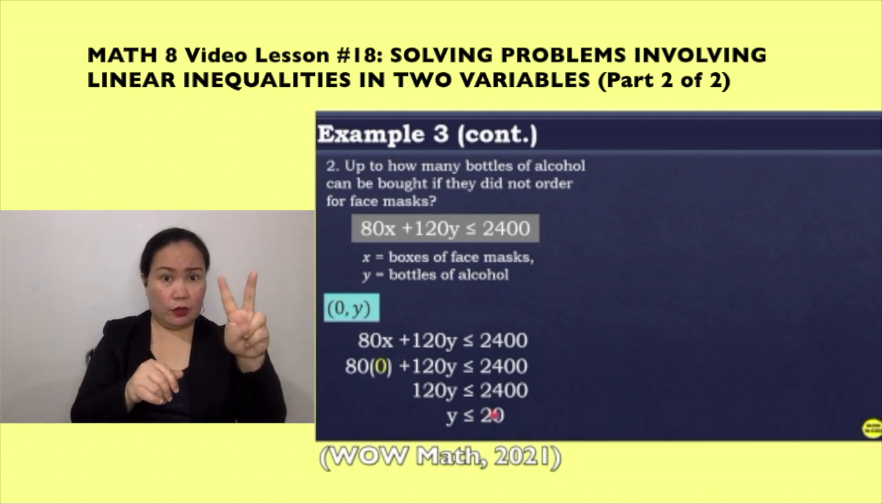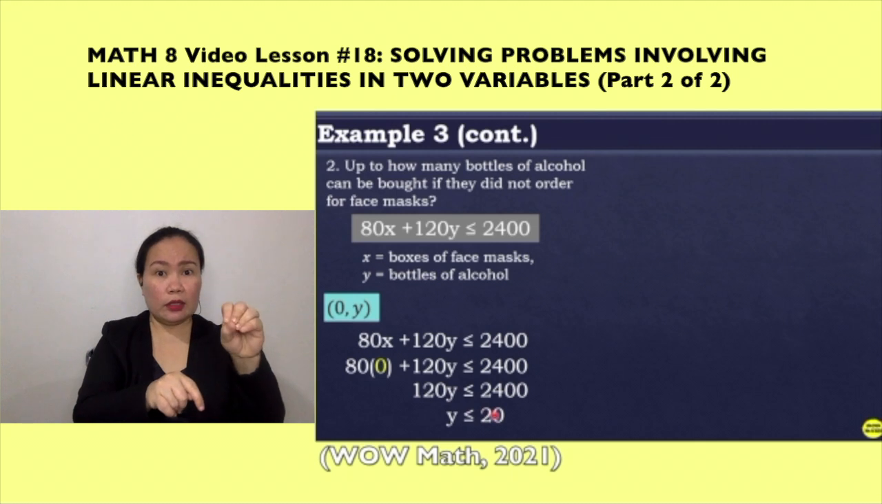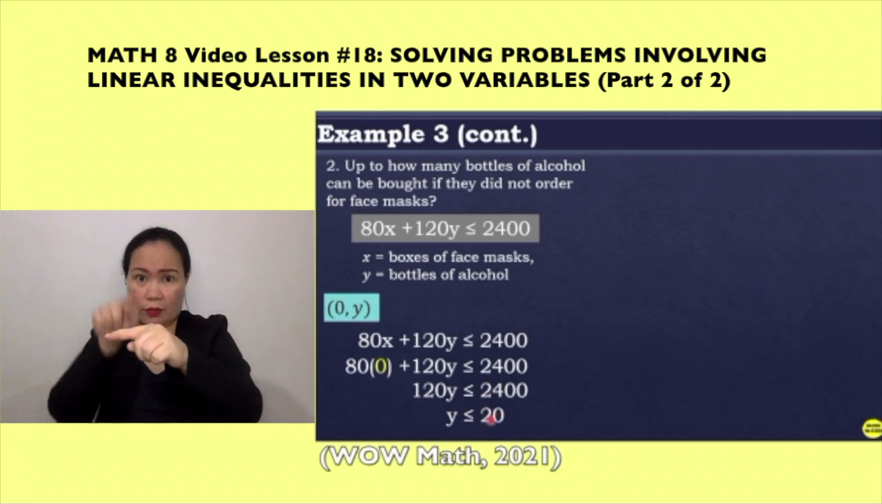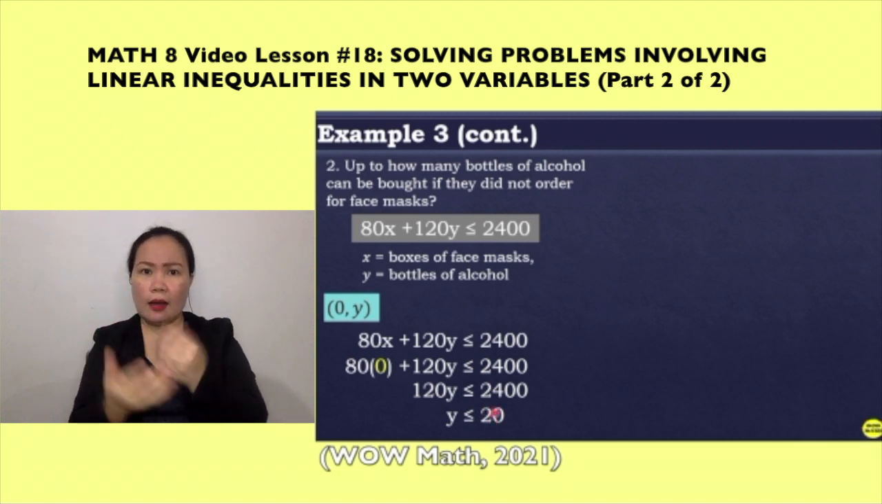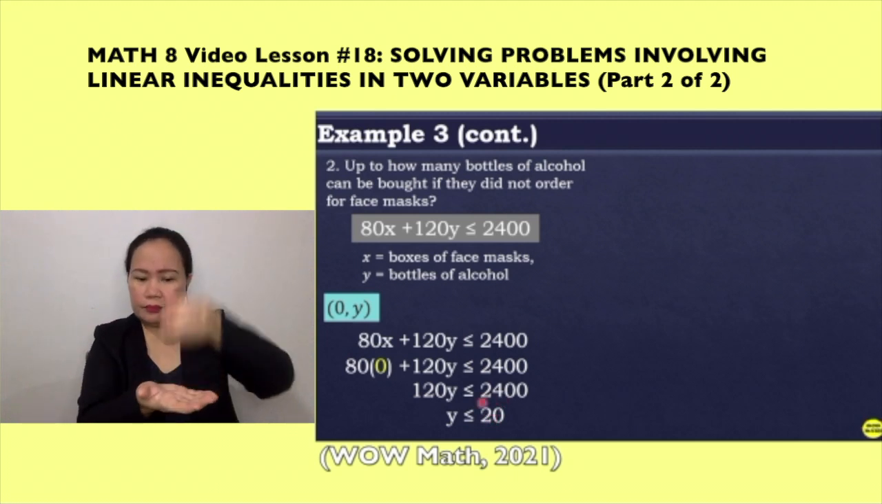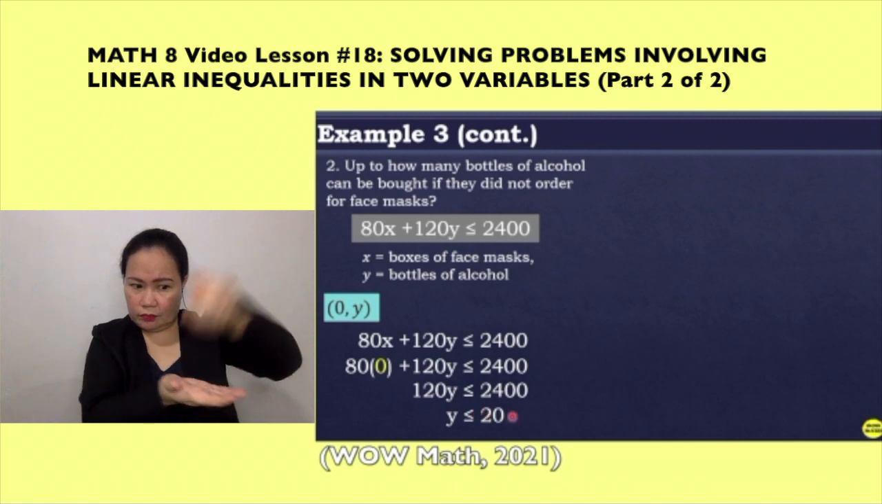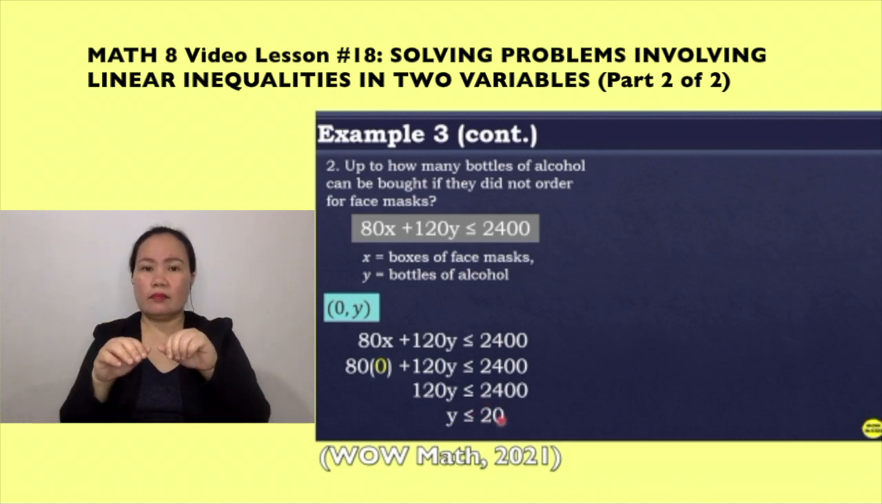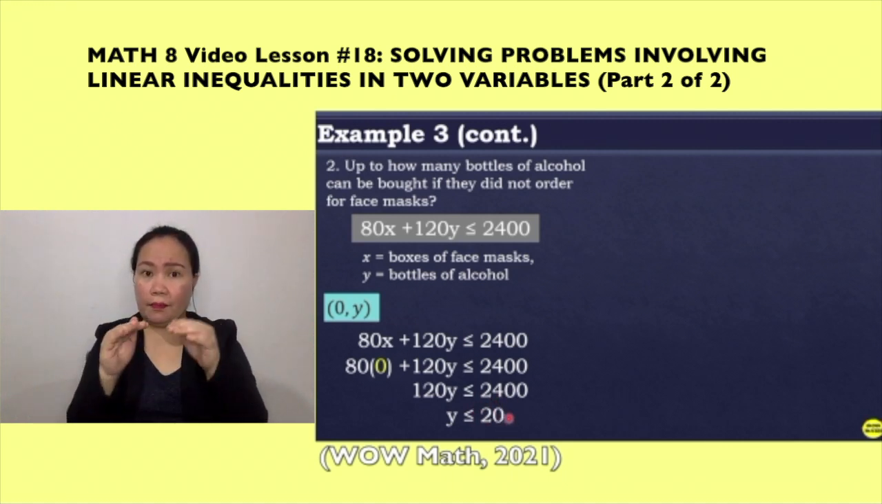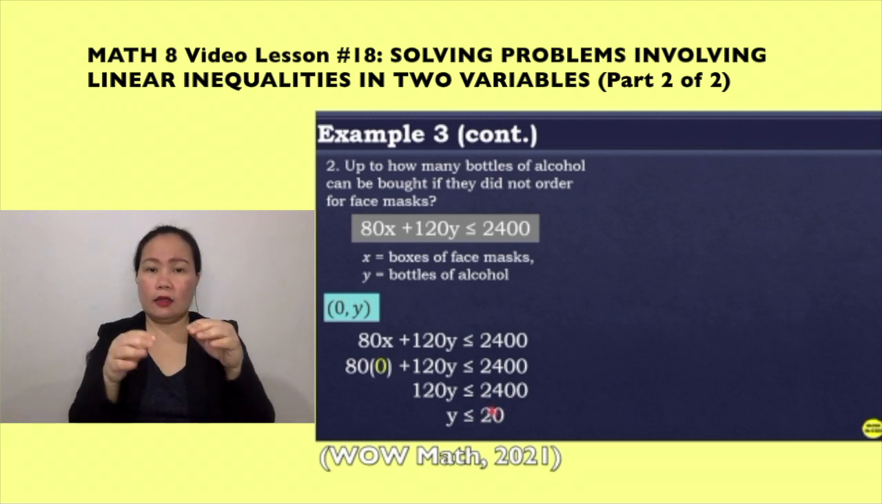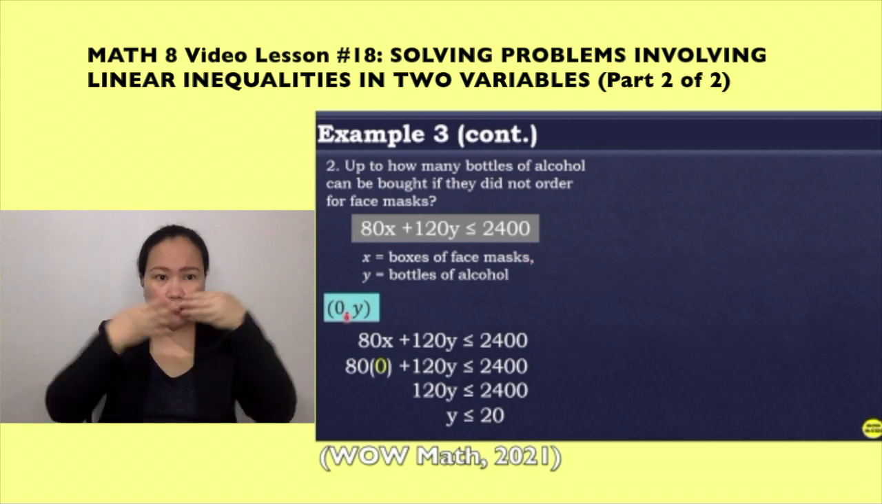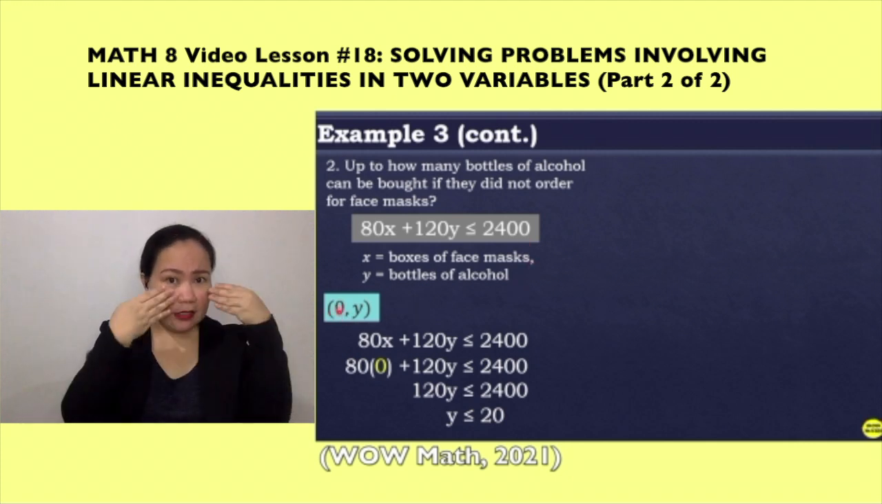Ibig sabihin, they can buy at most 20 bottles of alcohol. Ibig sabihin ng at most, kaya nilang makabili ng 20 bottles of alcohol. Ito yung maximum. Okay? So, ito yung pinaka-maximum na mabibili nila ng bilang ng alcohol kung hindi sila bibili ng face mask. So, if your X is 0.